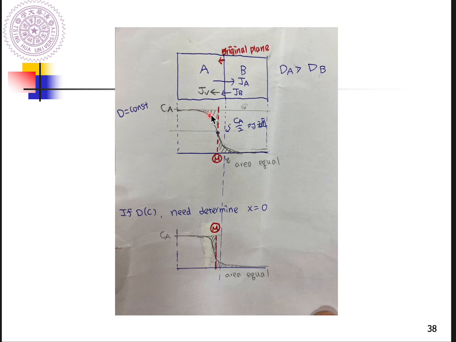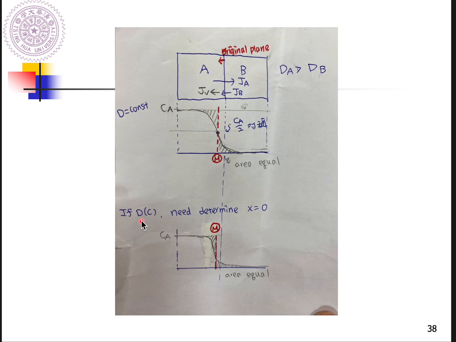And as we mentioned, because diffusivity equals a constant, the Matano interface will be the same as the marker plane or original plane. And also, as long as you locate this plane, it definitely satisfies that the atoms moving from the A side equal those ending up in the B side. So this area will be the same as this area. And because this curve is symmetric, this concentration will be Ca over 2.